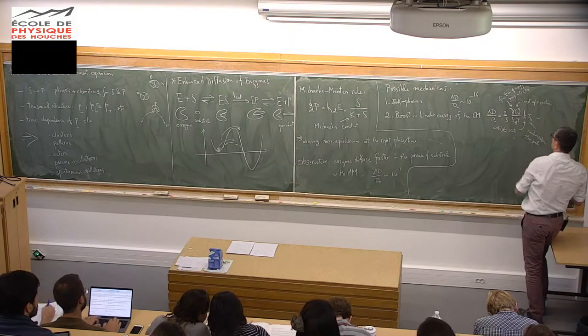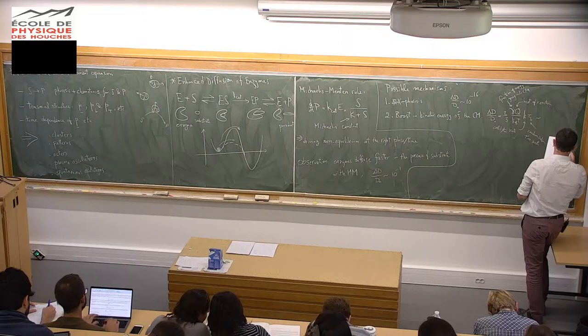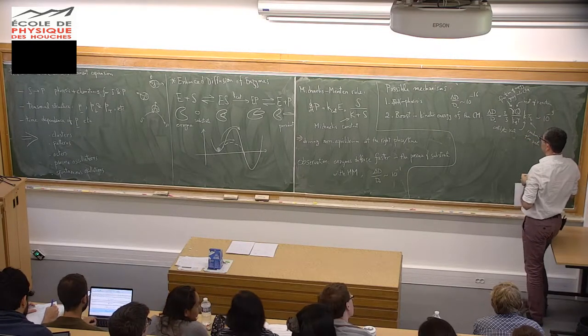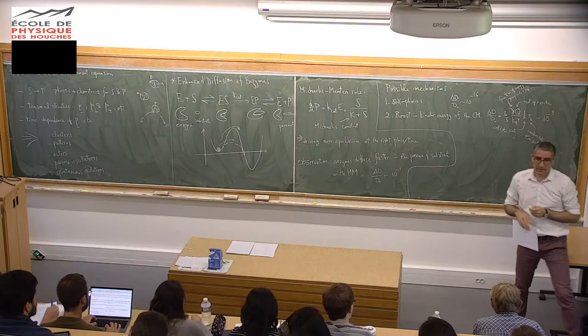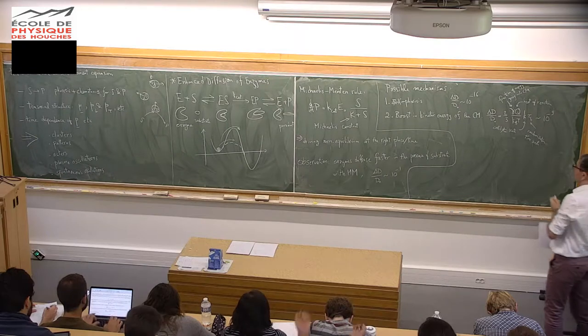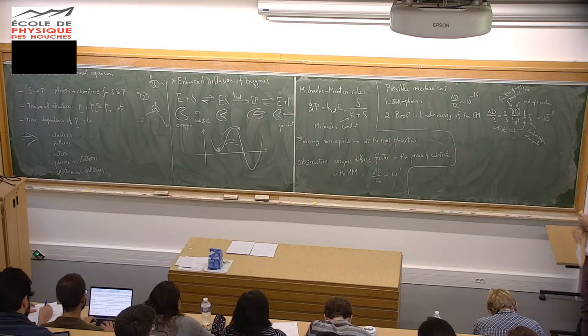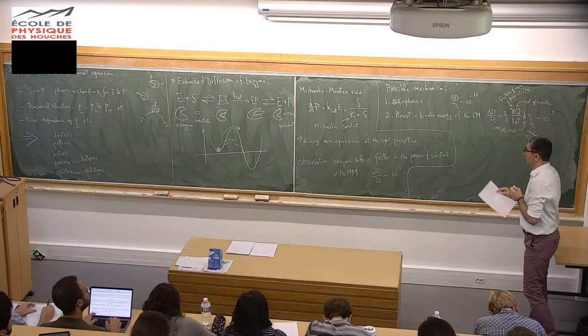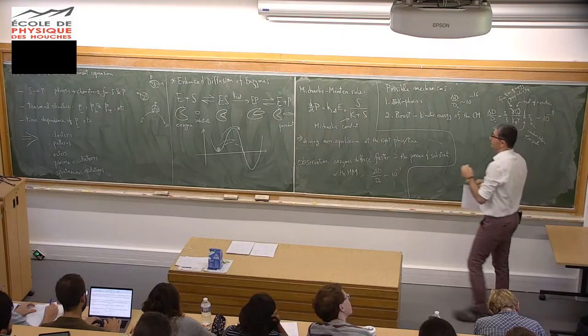And if you put in numbers in this expression, it comes out as 10 to the minus 9. So again, a possible mechanism giving you a contribution, but the contribution is not strong enough. Okay, what else?